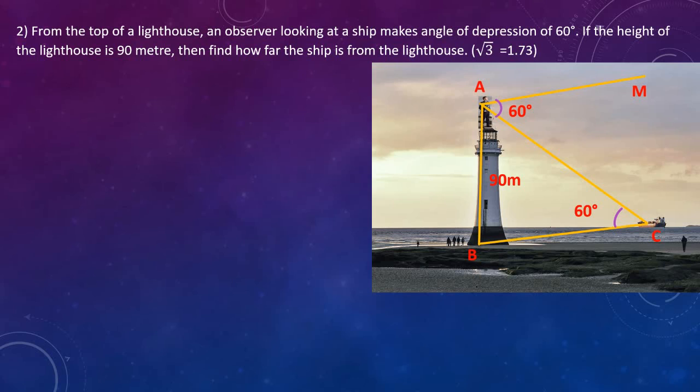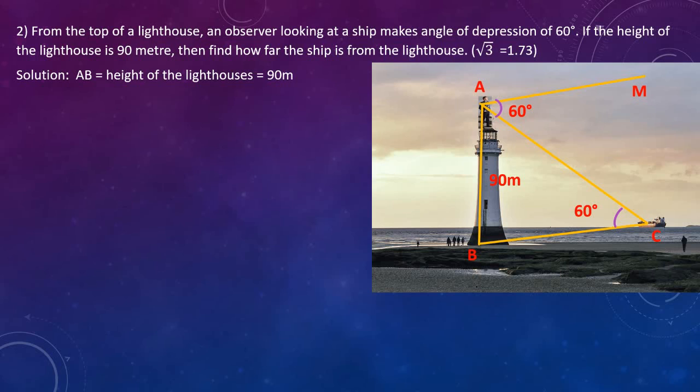Now let us see the second question. From the top of a lighthouse, an observer looking at a ship makes an angle of depression of 60 degrees. If the height of the lighthouse is 90 meters, then find how far the ship is from the lighthouse. They have also given us the value of root 3 as 1.73. Solution: suppose AB is the height of the lighthouse, which is given as 90 meters.